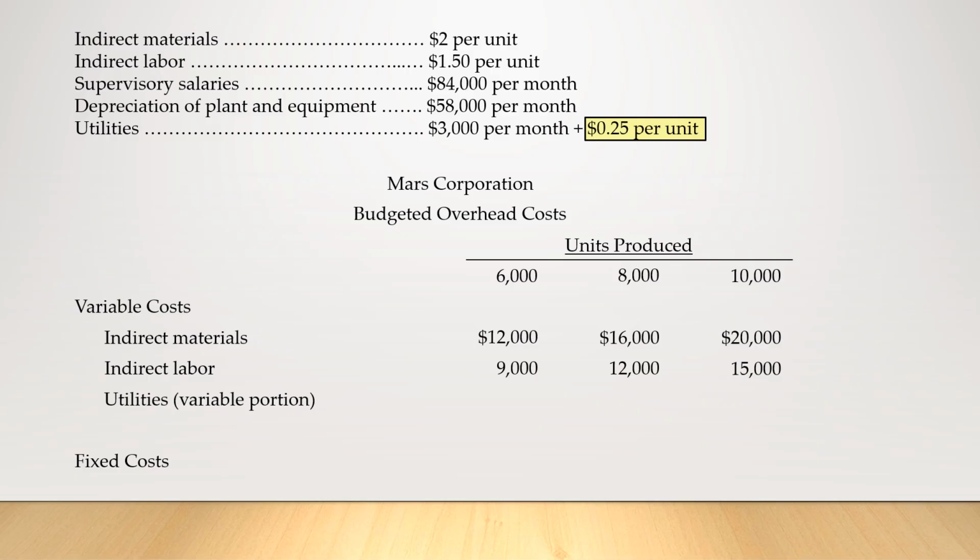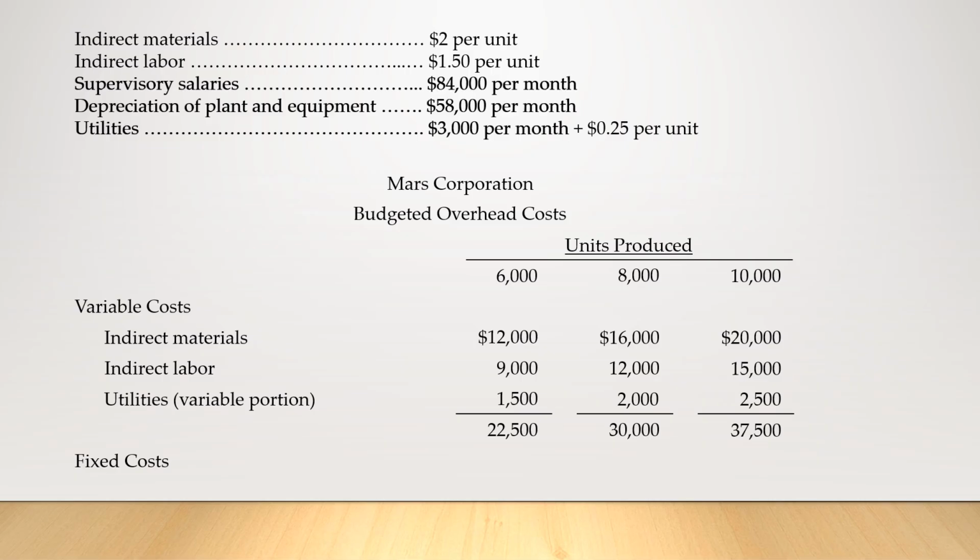The per unit cost for utilities is 25 cents. So multiply that amount by the 3 production levels, and the result is the total variable cost for utilities. The total of variable costs will be $22,500 for 6,000 units, $30,000 for 8,000 units, and $37,500 for 10,000 units.